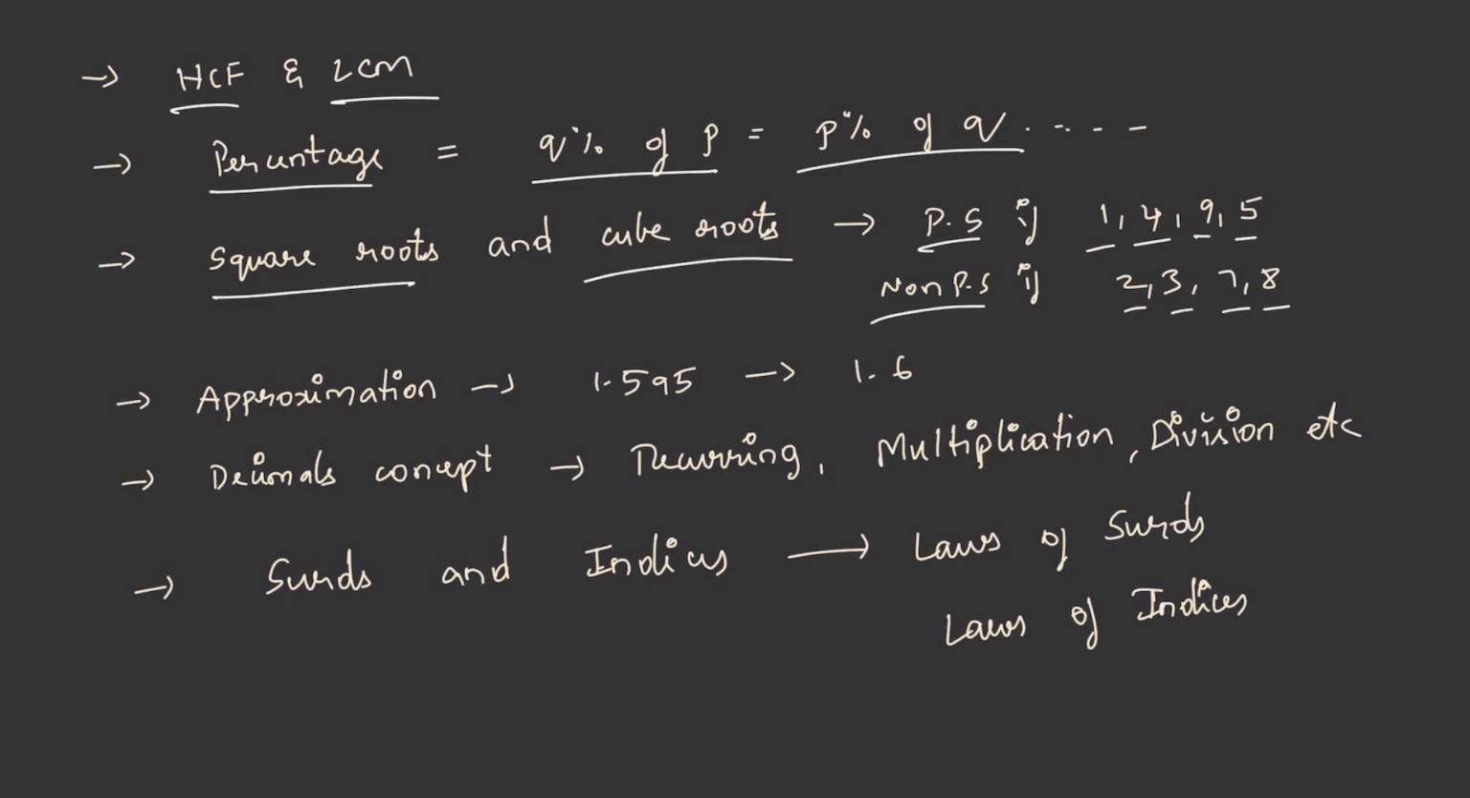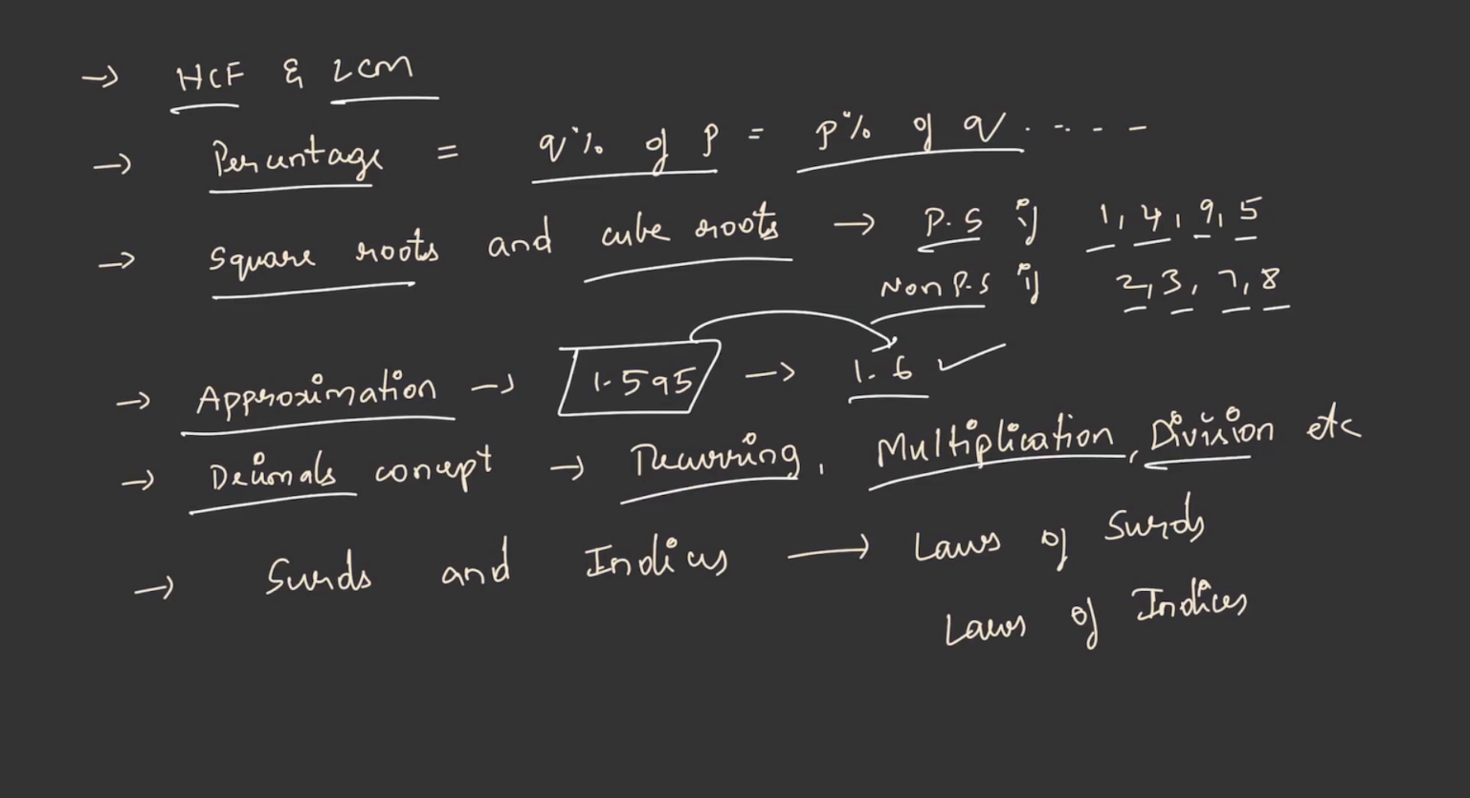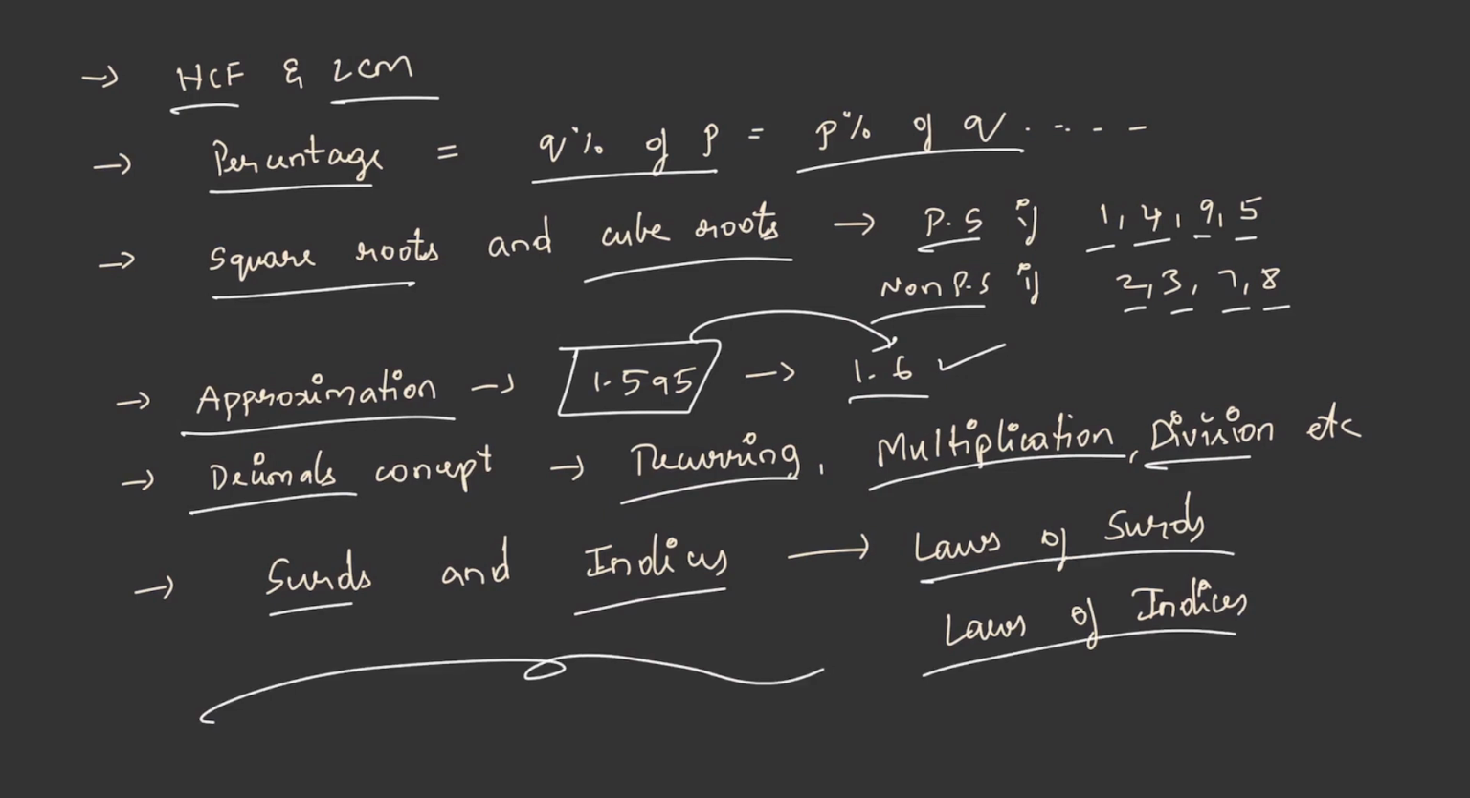And also the concept of approximation, that is, if a decimal is given like 1.595, you can bring it to the nearest value, that is 1.6. This might be useful in solving few questions. Understand the decimals as well, like recurring decimals, multiplication of decimals, division of decimals, etc. And also the surds and indices concept, the laws of surds and the laws of indices. So before you solve the simplification questions, make sure you are perfect with basics and concepts of the remaining topics.